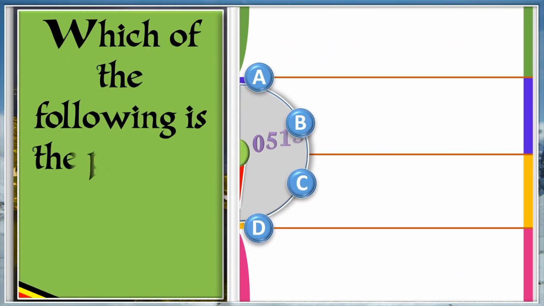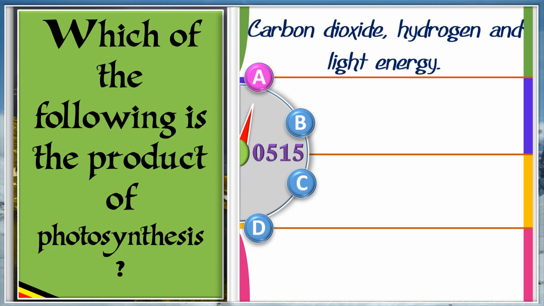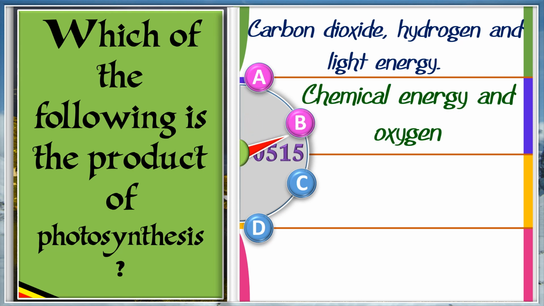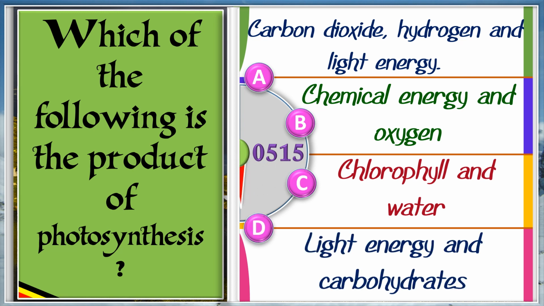Which of the following is the product of photosynthesis? A. Carbon dioxide, hydrogen and light energy. B. Chemical energy and oxygen. C. Chlorophyll and water. D. Light energy and carbohydrates. And the answer is B. Chemical energy and oxygen.